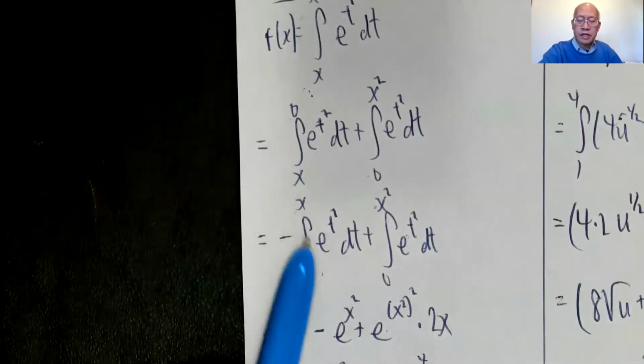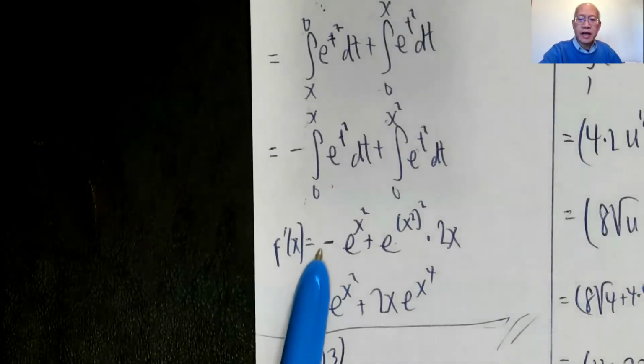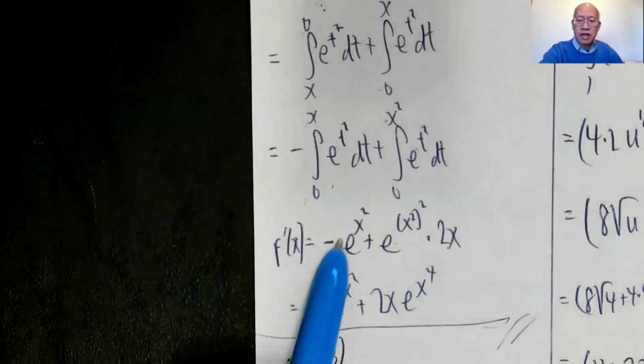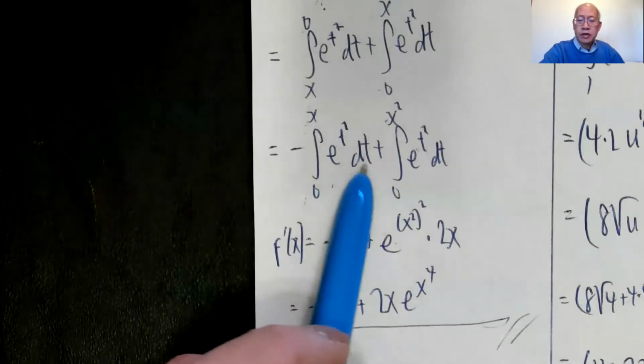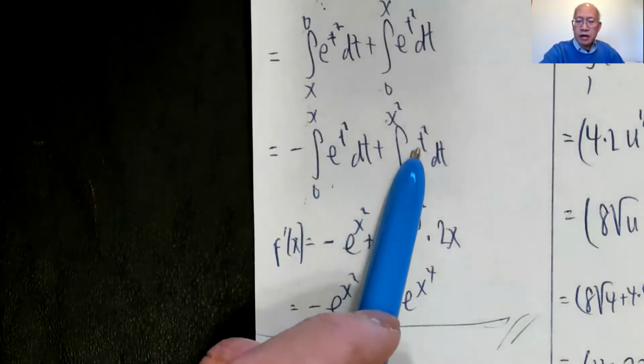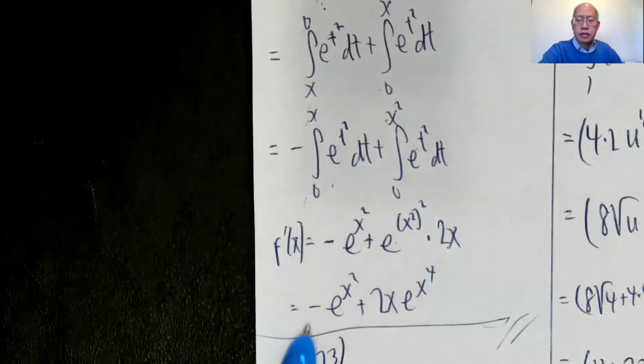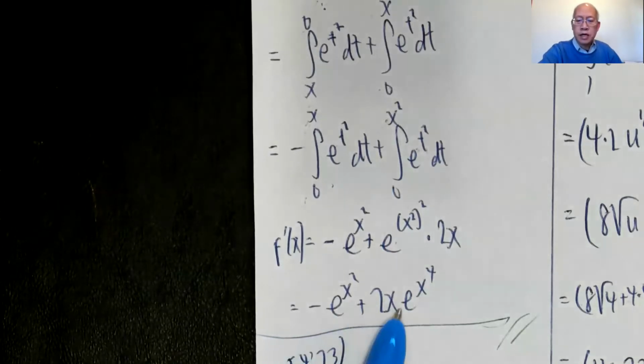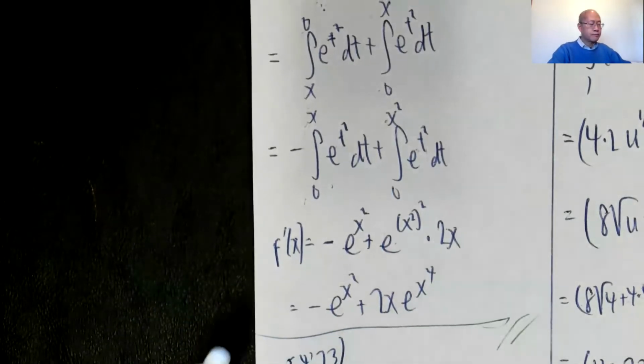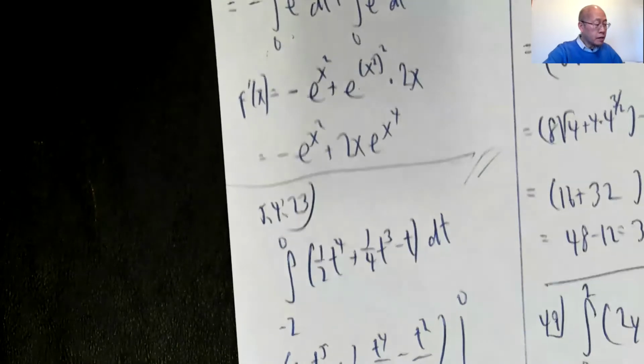So negative integral from 0 to x, plus the integral from 0 to x squared. So f prime is negative of, just put x right there, e to the x squared. And for this one, put x squared there, but because of the chain rule, it's times the derivative of x squared, which is 2x. So negative e to the x squared plus 2x e to the x to the fourth. Okay.